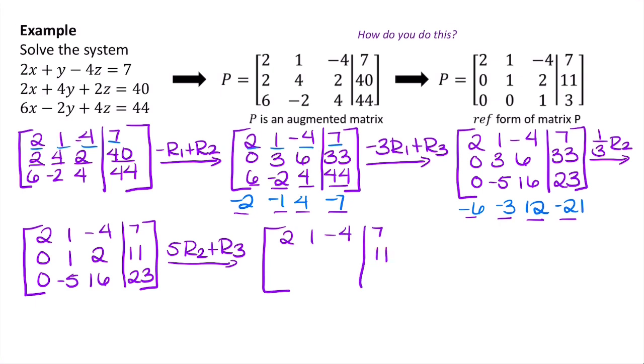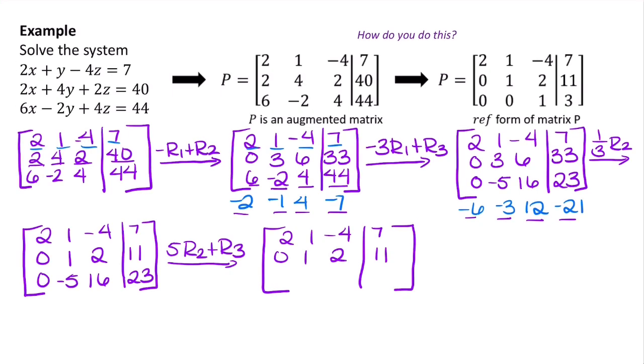And so let me go ahead and write those down. And let's transform now our R3. So we need 5 R2. So I'm going to start off by writing out 5 R2. So I have 0. 1 times 5 is 5. 2 times 5 is 10. 11 times 5 is 55.